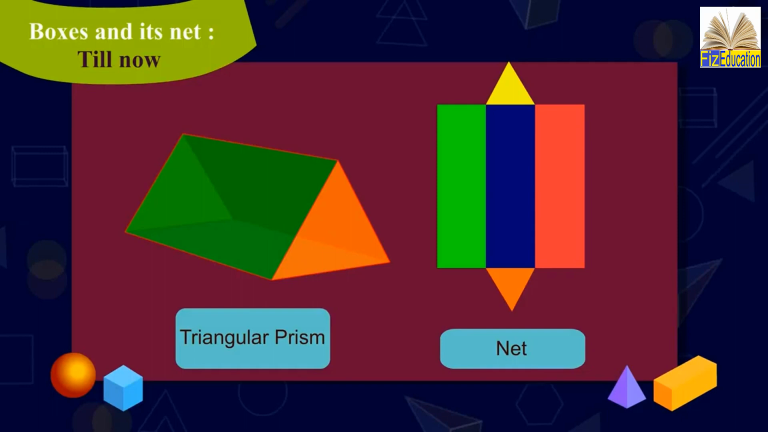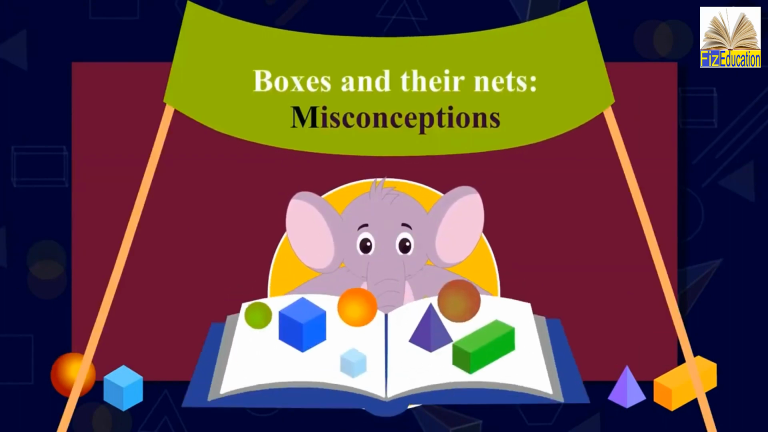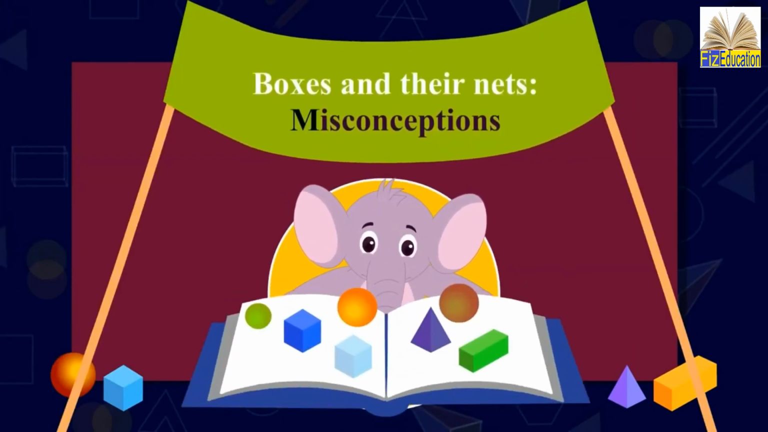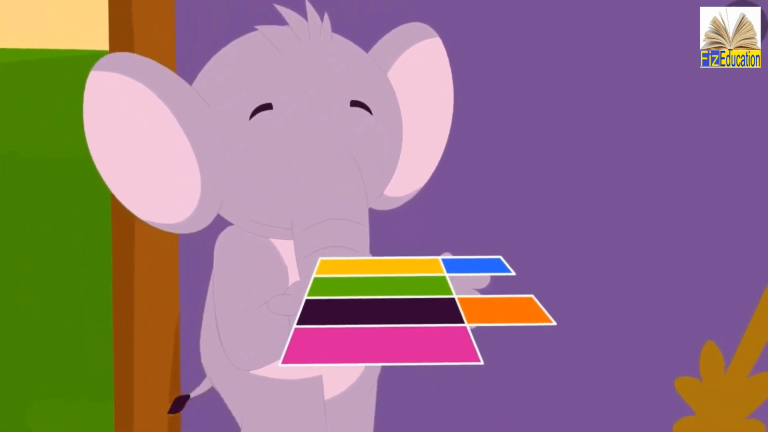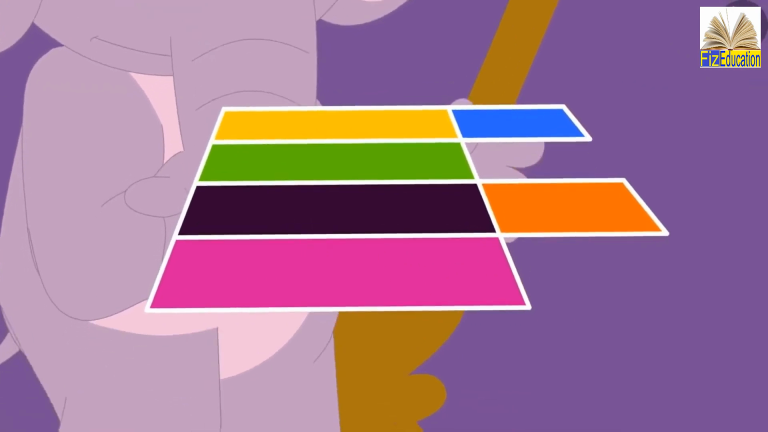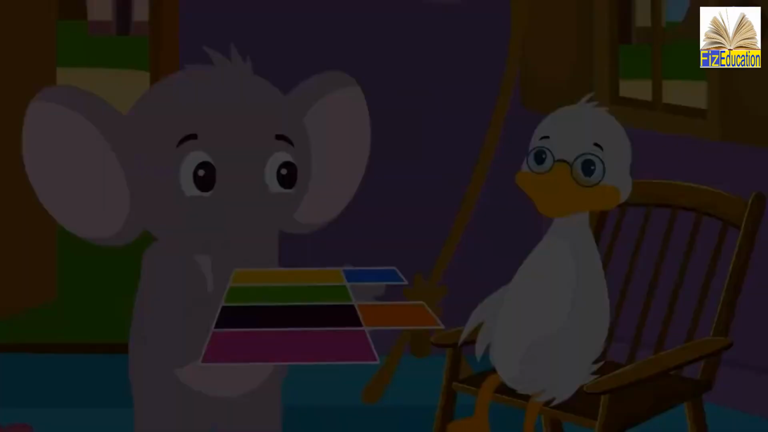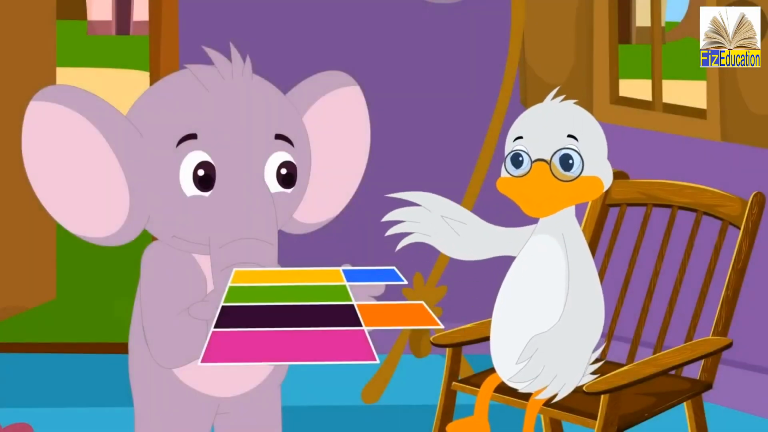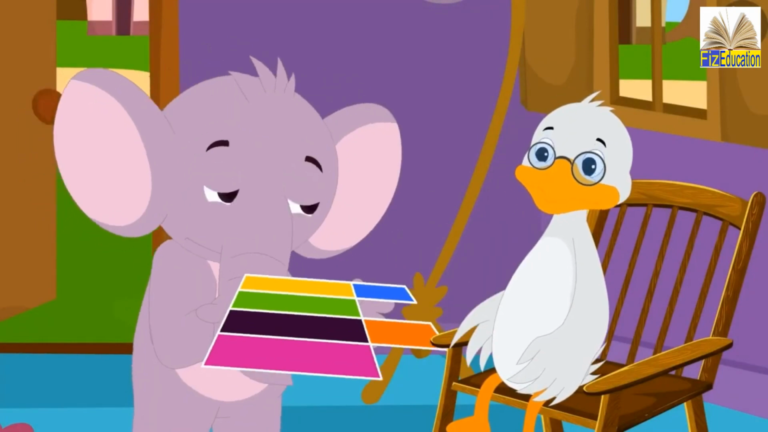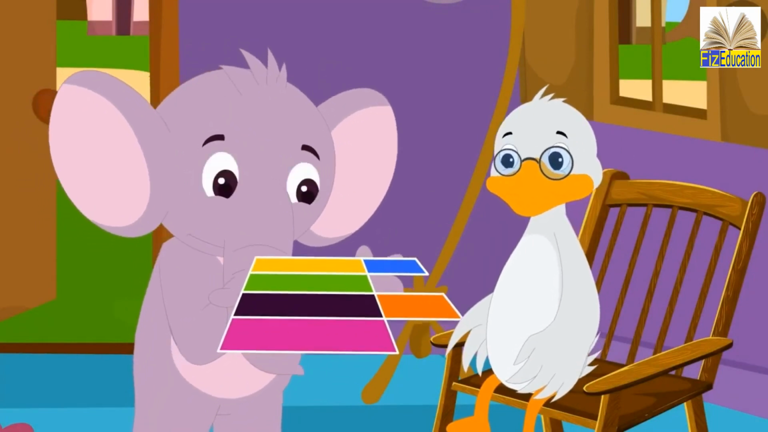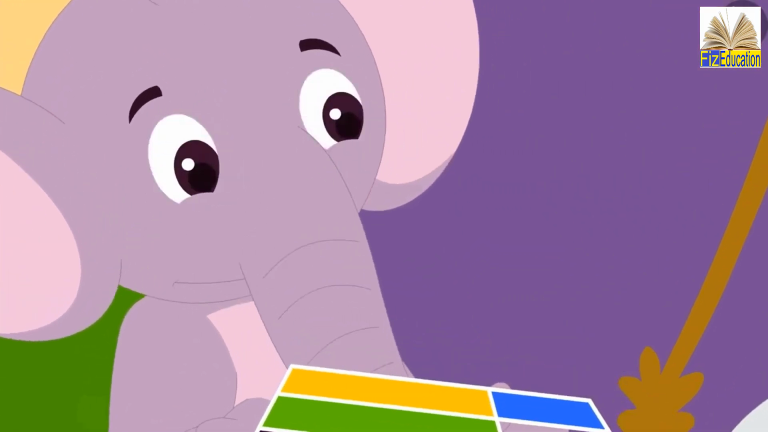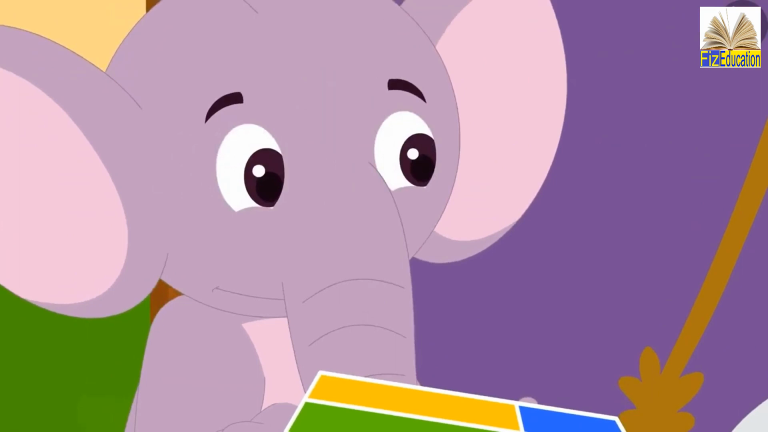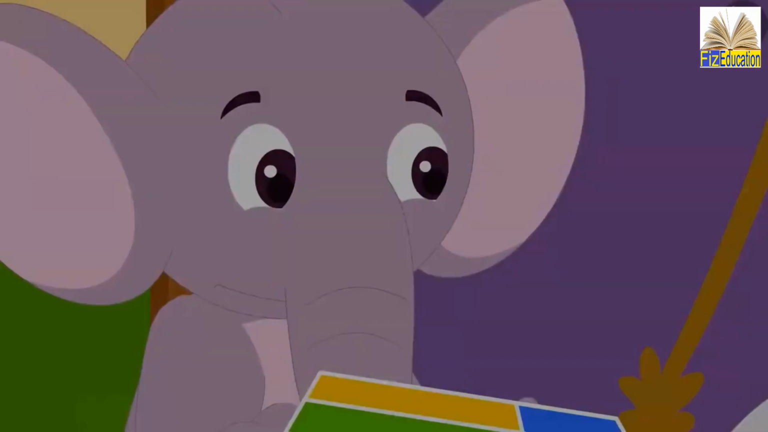Kids, till now we have learned about boxes and their nets. In this video, we will learn about some of the misconceptions related to it. Appu suddenly came to the Babble uncle's house today. A cardboard cutout is also seen in his hand. When the uncle asked him the reason for his sudden visit, Appu told him that he bought cutouts of some cuboid-shaped boxes. But now, despite his efforts, he was not able to make boxes from them.